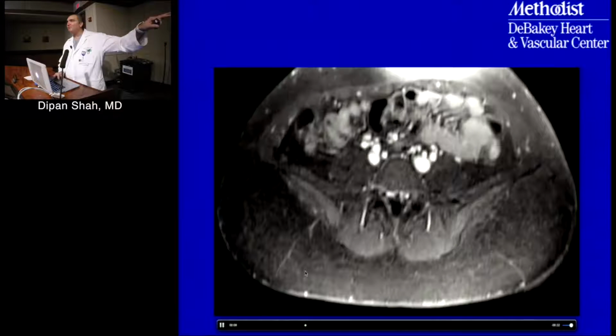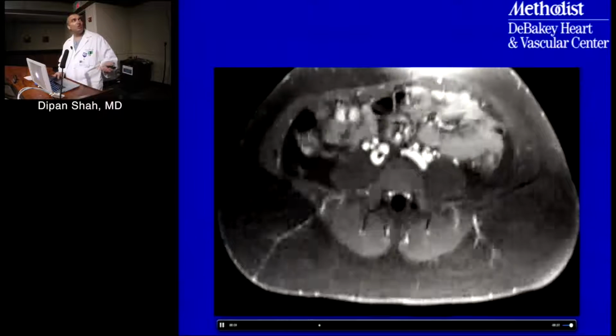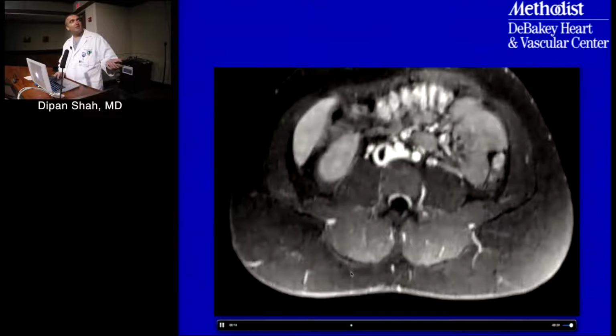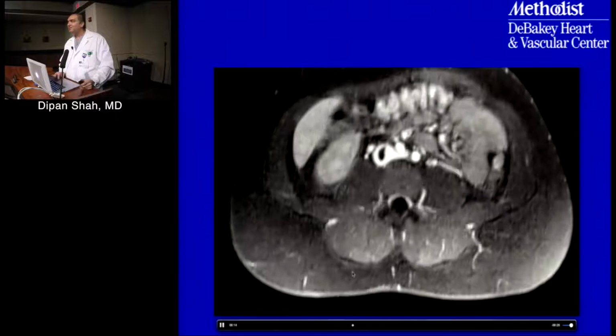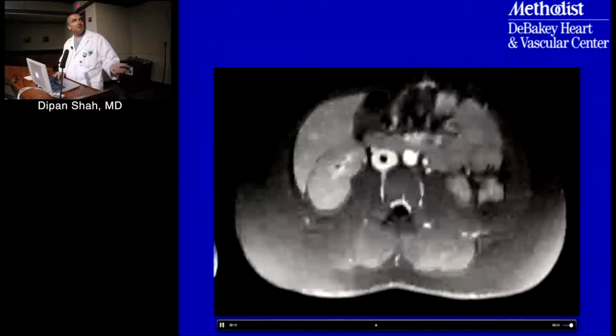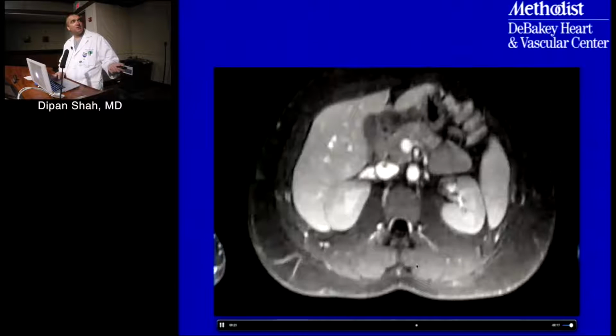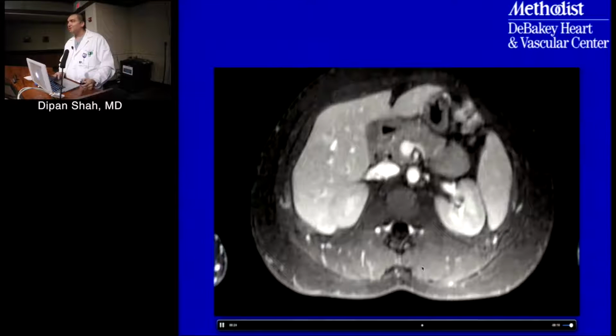So again, this is late phase. This is equilibrium, 10, 15 minutes after the injection of contrast, and we see really no contrast uptake by this region here, suggesting in fact that this is just a thrombus. So this is just a case of IVC and iliac vein thrombus that's present. The arterial structures are otherwise pretty unremarkable.